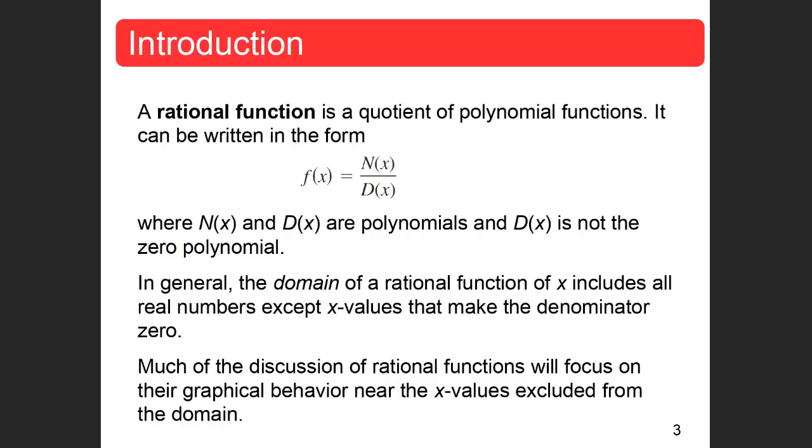Rational functions are what we're going to focus on. A rational function is a quotient of polynomial functions. It can be written as a polynomial function on top and a polynomial function on bottom. Then we can find the domains and the ranges. As I said, we're going to find the domain, the vertical asymptote, the horizontal asymptote, the x-intercept and y-intercept. Why do we find these? So it's easier to graph these functions.